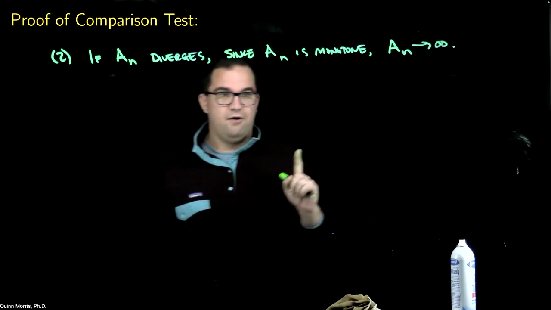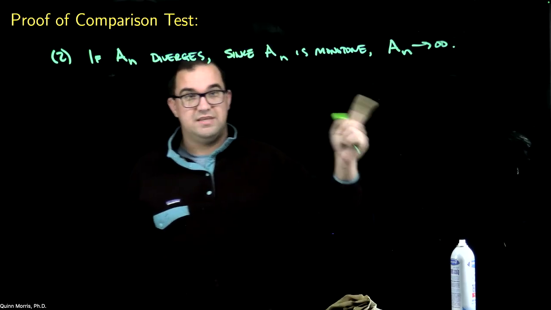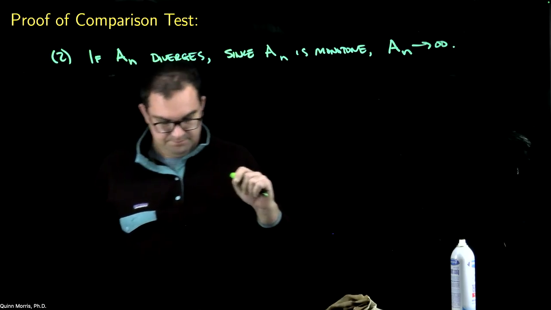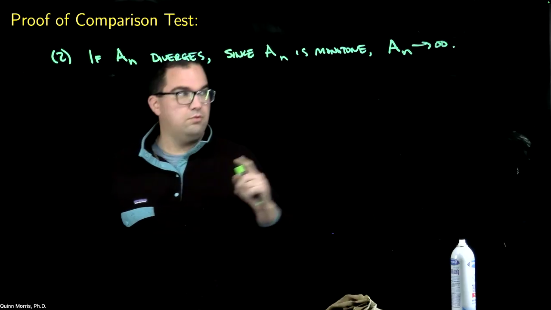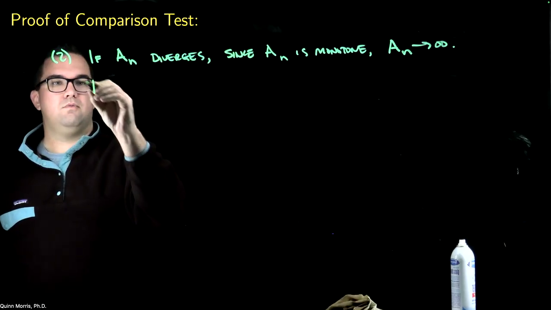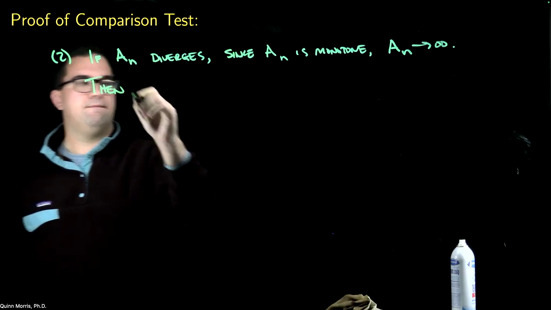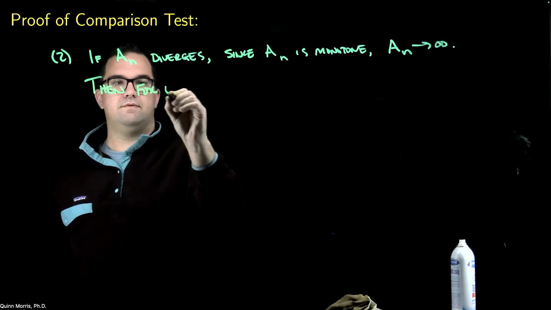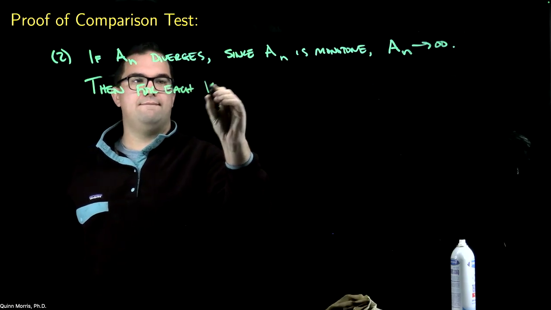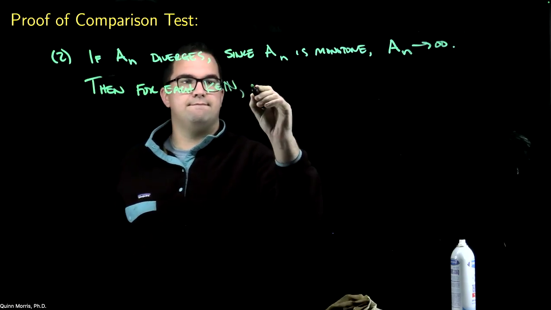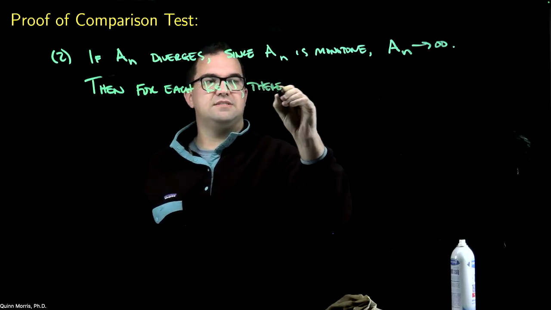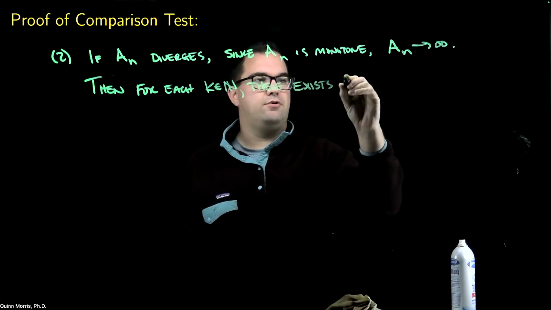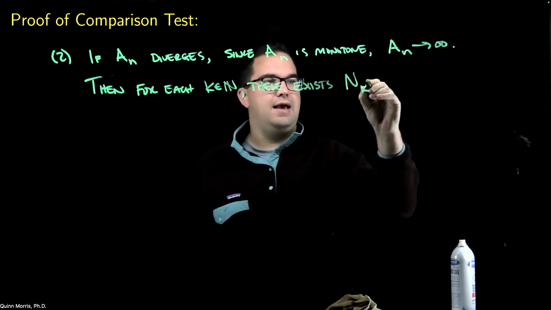All right. Now, how can we use this to help us say something about the series of BKs? Okay. Well, what does it mean for AN to go off to infinity? Then for each natural number K, there exists another natural number. And now this natural number is going to depend on our K, so I'm going to call it capital N sub K.